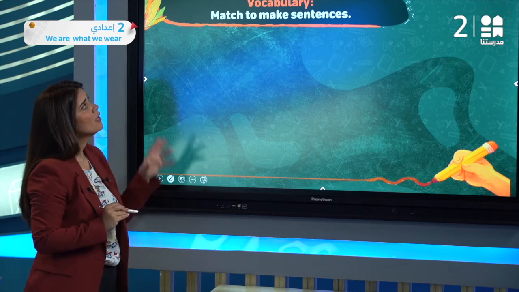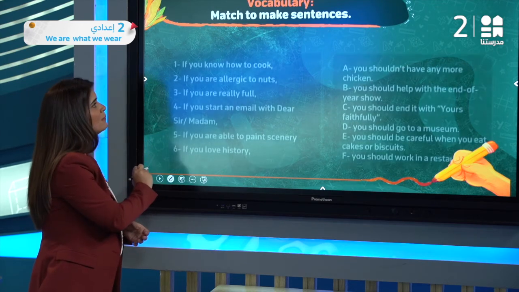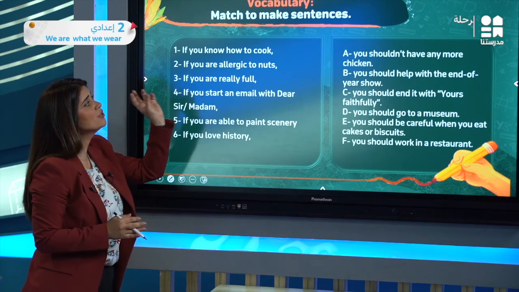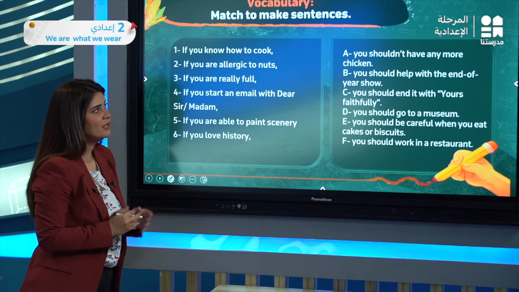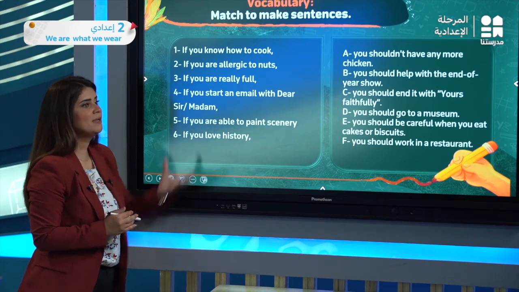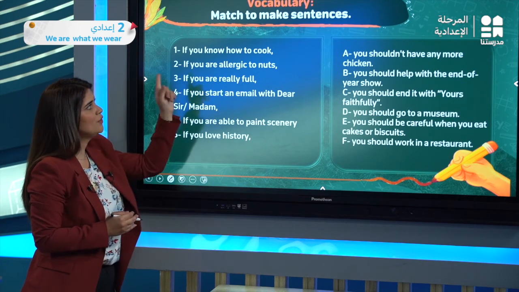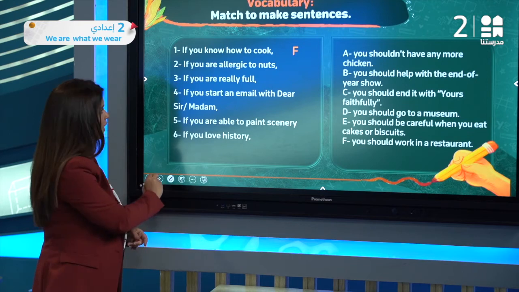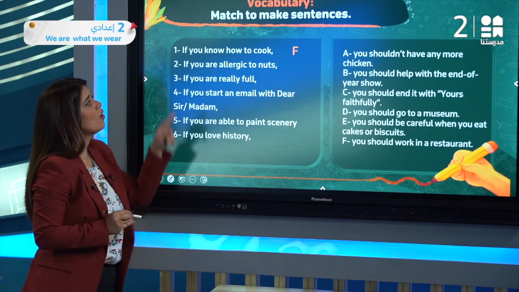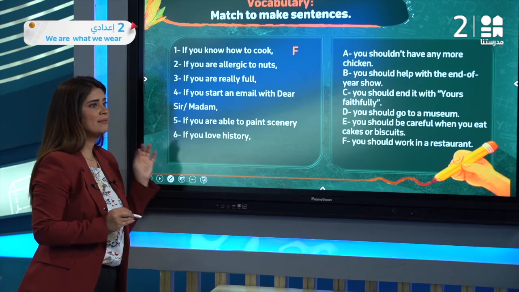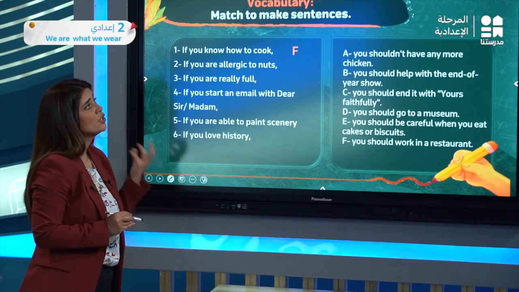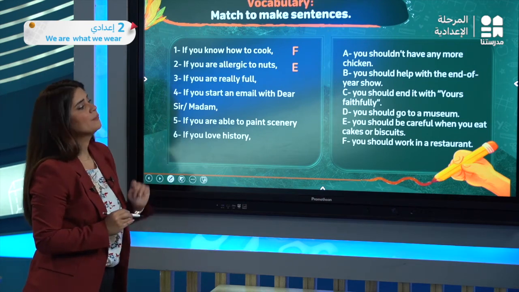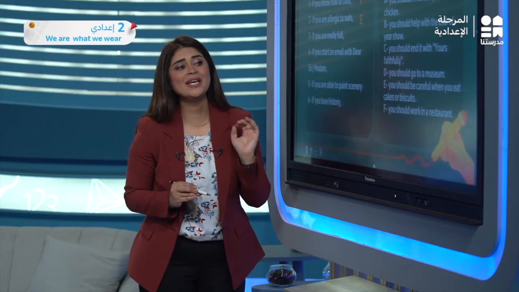Here, we have some vocab words that are needed to be matched with their suitable phrases. If you know how to cook, so what's the suitable part to complete this sentence? Of course, if you know how to cook, you should work in a restaurant. Number 2, if you are allergic to nuts, and allergic means إن أنت عندك حساسية to nuts, so what's the suitable one? E. Okay, you should be careful when you eat cakes or biscuits.